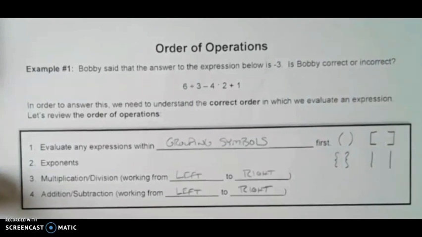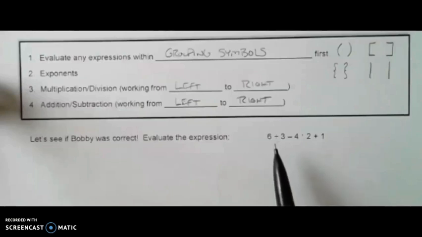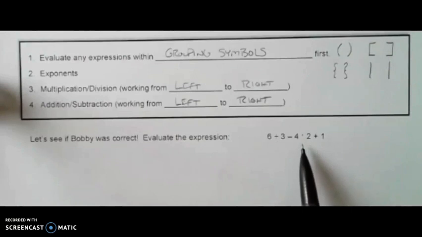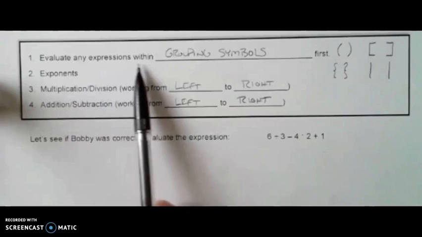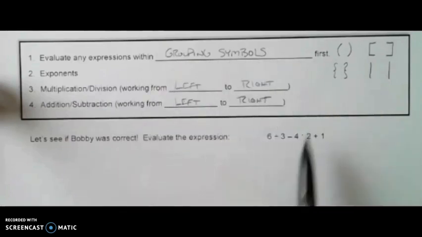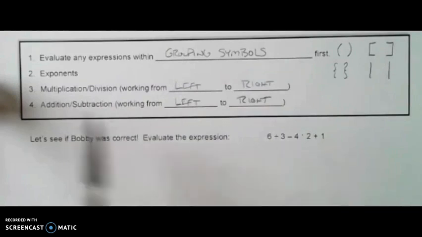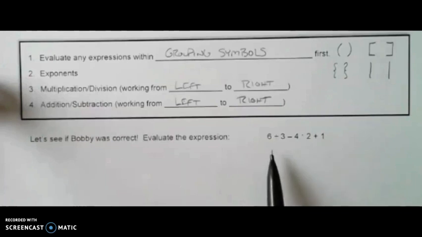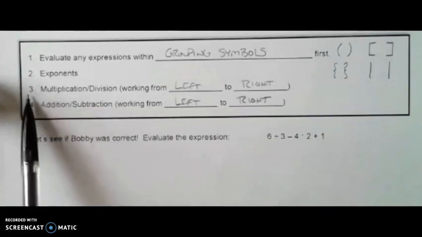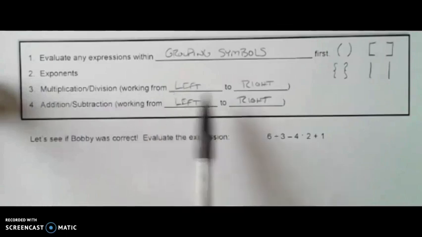So, keeping this in mind, we're going to see now if Bobby was correct when he said that the answer was -3. Here's the expression that Bobby had above, and we're going to follow the order of operations and see if we get the same answer of -3. Evaluate any expressions within grouping symbols first. Well, in this problem, I don't see any grouping symbols at all, so I'm going to move on to the next level, which would be exponents. Again, I don't see any exponents, so we're moving down to the third layer, multiplication and division, working from left to right.